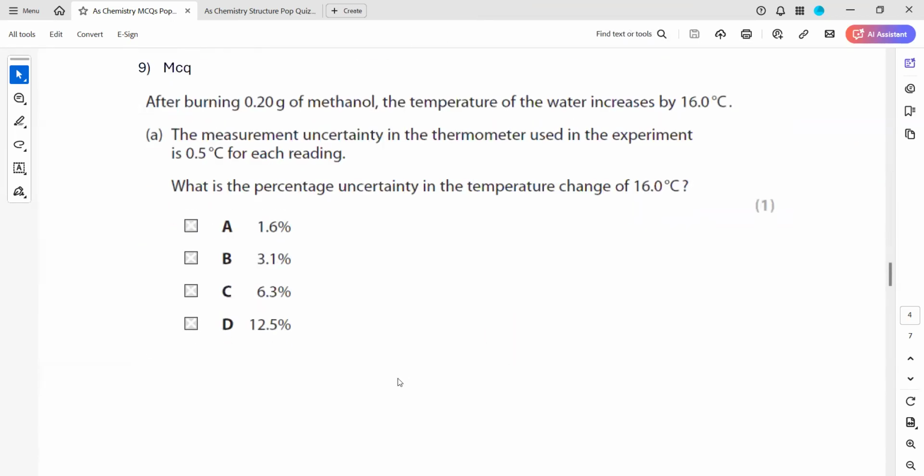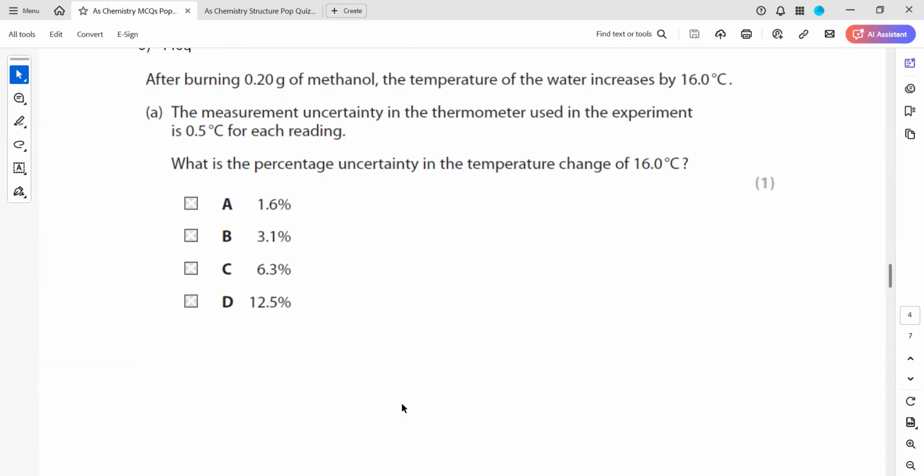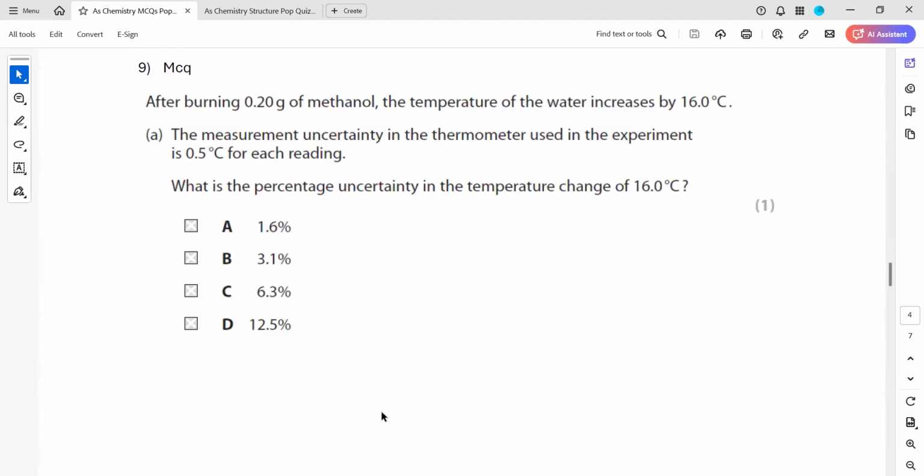Question 9, any doubt? In question 9, after burning 0.9 gram of methanol, the temperature of water increased by 16. The measurement uncertainty in the thermometer used in the experiment is 0.5 for each reading. What is the percentage uncertainty in the temperature change?